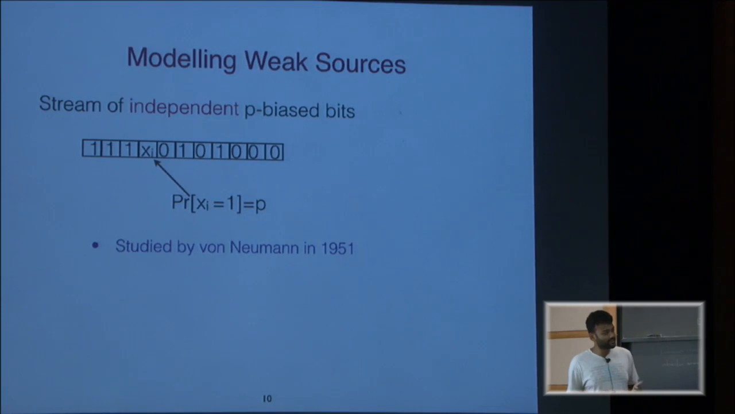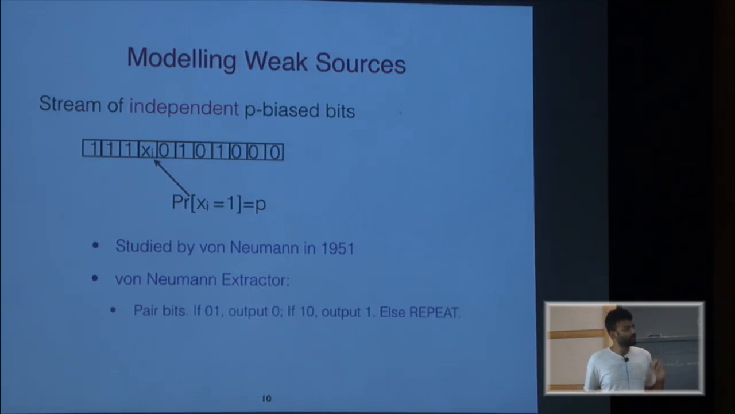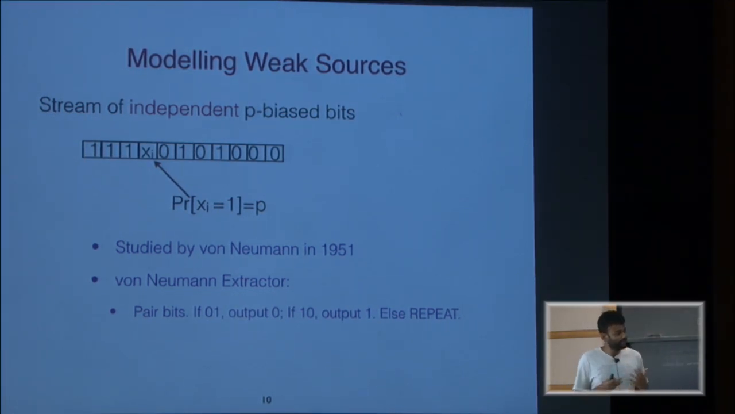This was in fact studied in the 50s by von Neumann, who gave this very simple extractor. You look at pairs of bits, and if they're different, you output the first bit. So if it's 0, 1, you output 0. If it's 1, 0, you output 1, else you repeat. So if p is not too close to 1 or 0, then you'll succeed to produce uniform bits with very high probability.